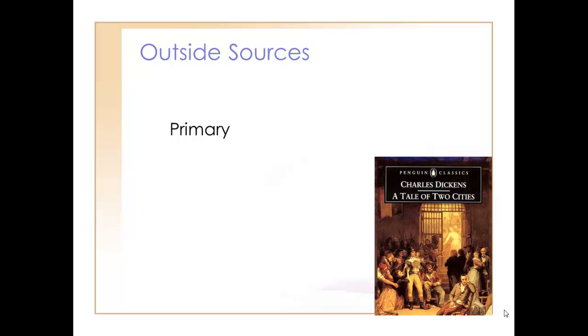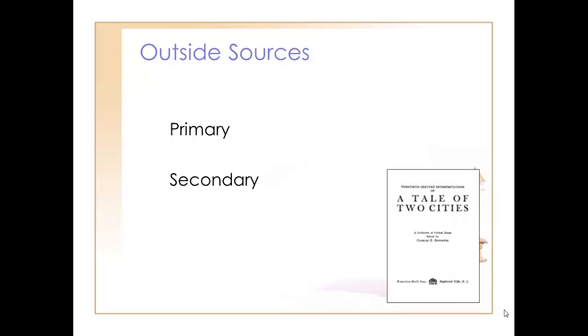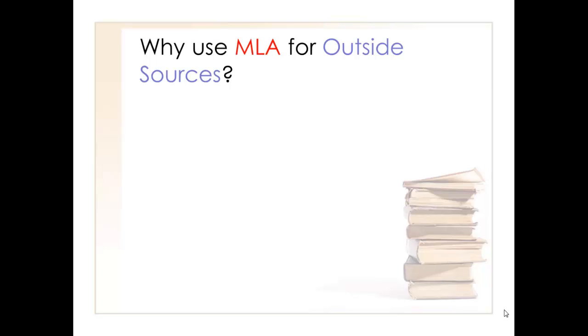Another type of outside source is what's called a secondary source. And this might be an essay, for example, written about A Tale of Two Cities by someone else. And by an essay, I mean like in a journal, not like one of your peers. So in this case, this isn't actually a book of A Tale of Two Cities. What's depicted here is a collection of essays about A Tale of Two Cities. Now, whether they're primary or secondary sources, ultimately, they're both considered outside sources.